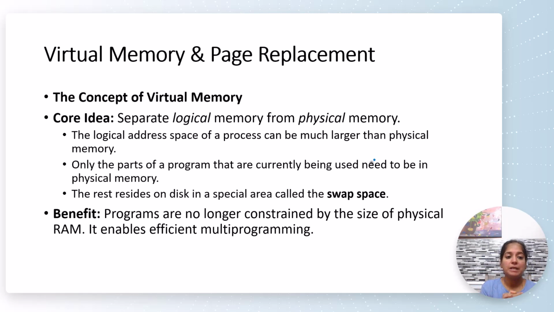So what happens? Only the part which is required for the execution is loaded into the main memory. The rest is held on the secondary storage, which is called the swap space. So it gives an illusion that the process size is less than the main memory, but actually the process size is larger than the main memory. The benefit of this scheme is there is no constraint on the size of physical memory. You can execute processes of any size irrespective of the size of the RAM.